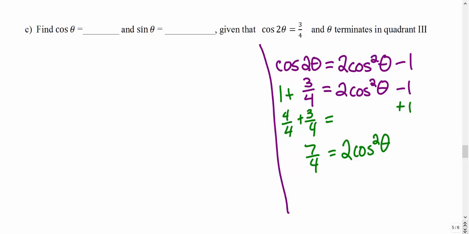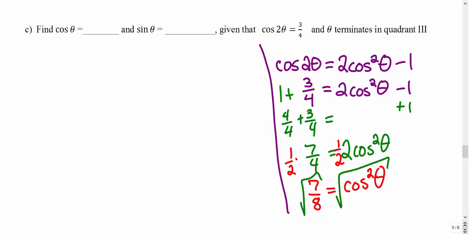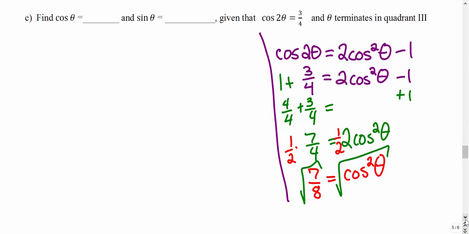Then we need to get rid of the 2 that's in front of cosine. So I'm going to multiply both sides by 1/2. So now we have 7/8 is equal to cosine squared theta. The last thing we have to do is to take the square root of both sides. So we have the square root of 7 divided by the square root of 8 is equal to cosine theta.